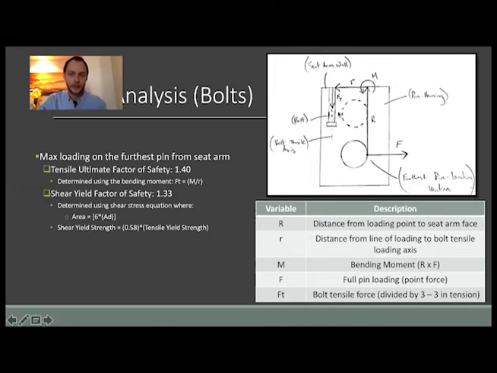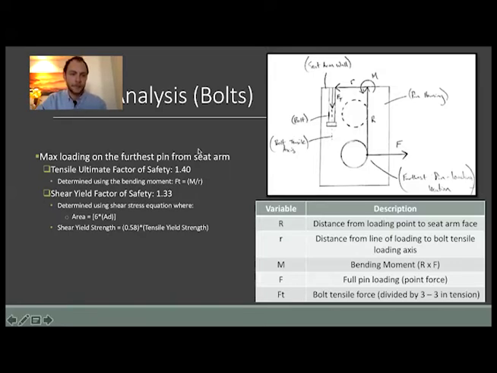So from the diagram, we actually have 3 bolts in line here going into the page. And then there will also be another set of 3 on this side here. Since there were only 3 bolts in tension, we divided that full bending moment or loading by 3 to figure out what the loading would be on each bolt.